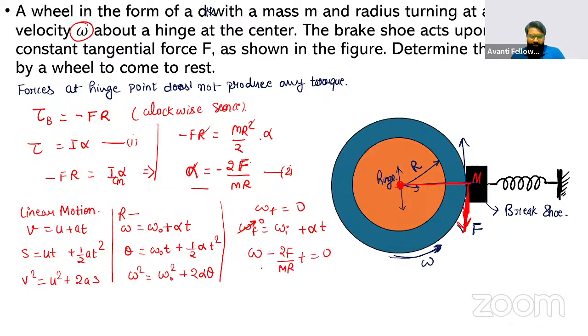So here we can calculate the value of time as omega mr upon 2f, or you can write it as mr omega upon 2f. This is the time taken by the wheel to come to rest. Okay, I hope that you have understood it.